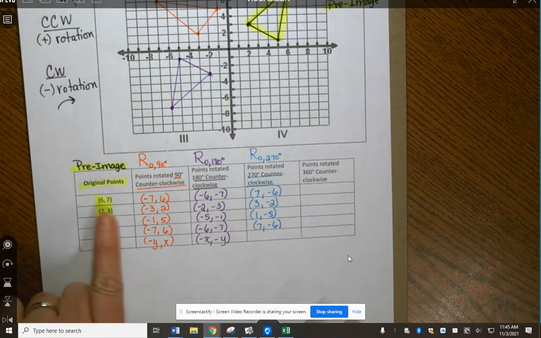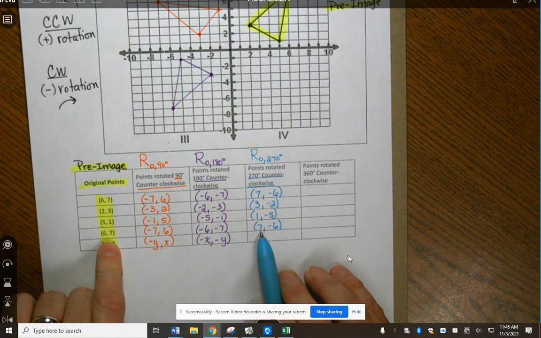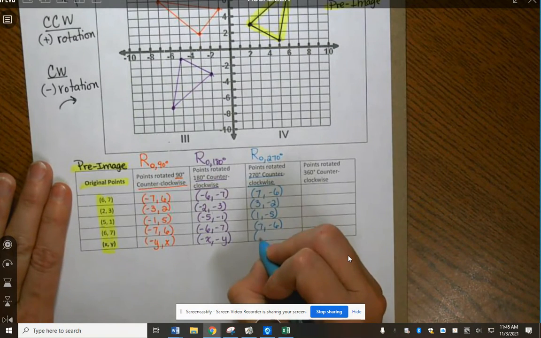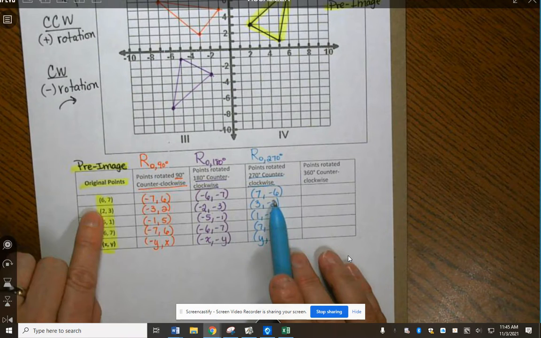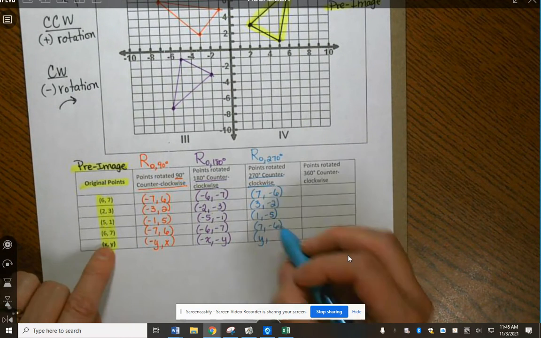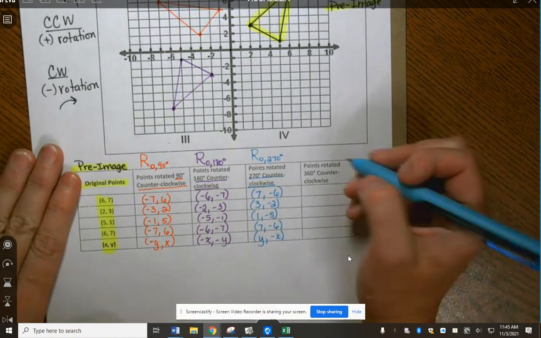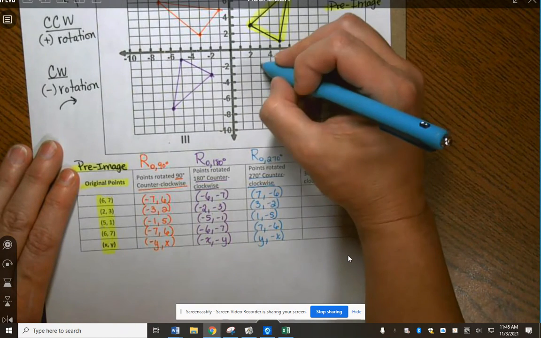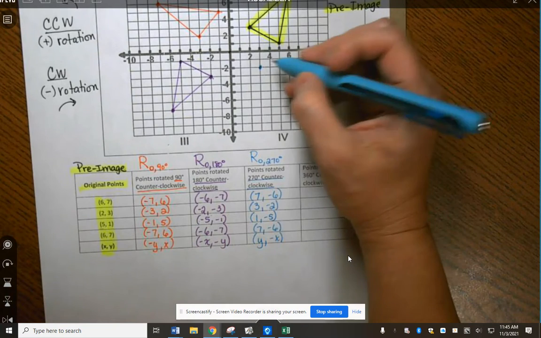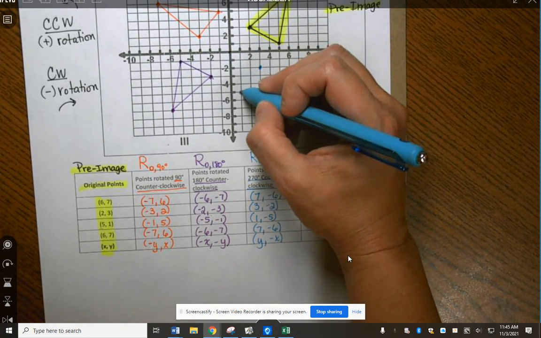So what happened from the original to the new? The y's kept the sign, but they moved to the new x spot. And the original x's changed signs and became the new y location. So it becomes y, negative x. Let me plot those: 7, negative 6, 3, negative 2, and 1, negative 5.